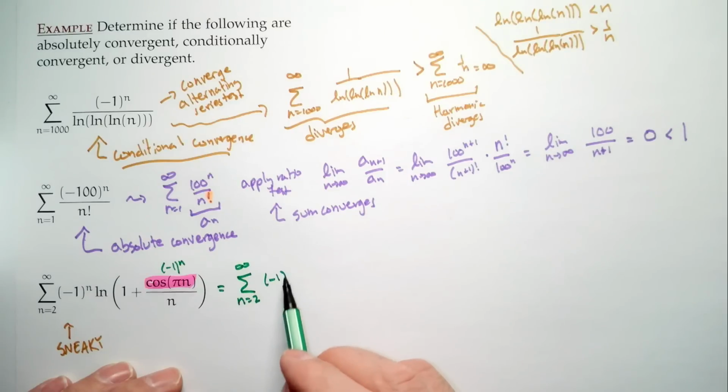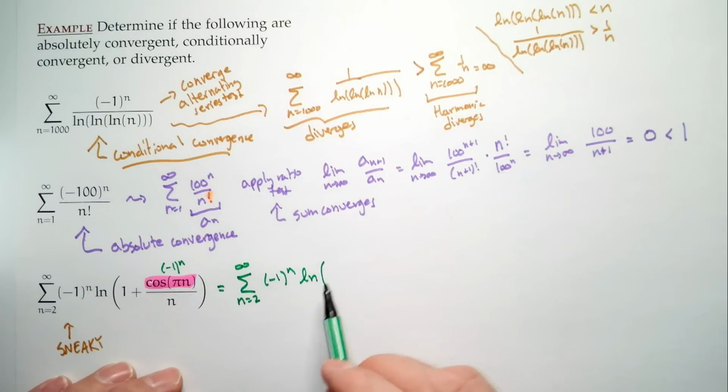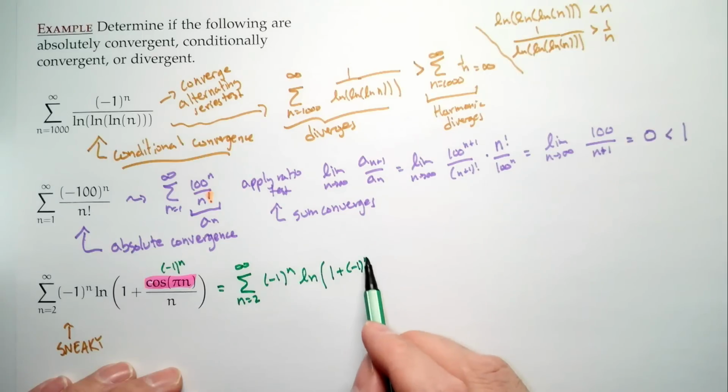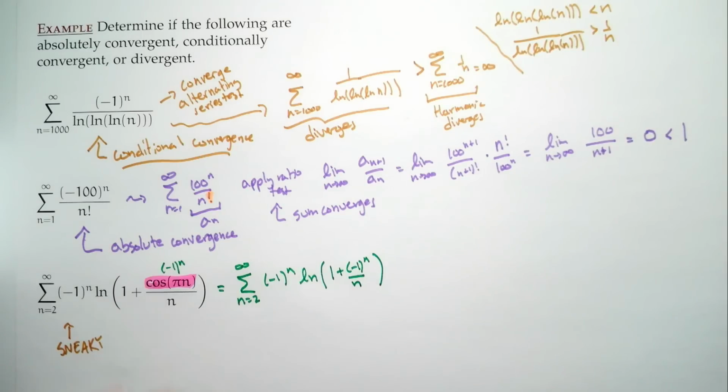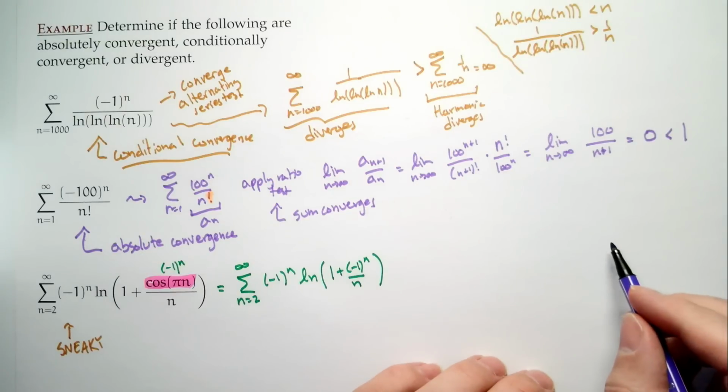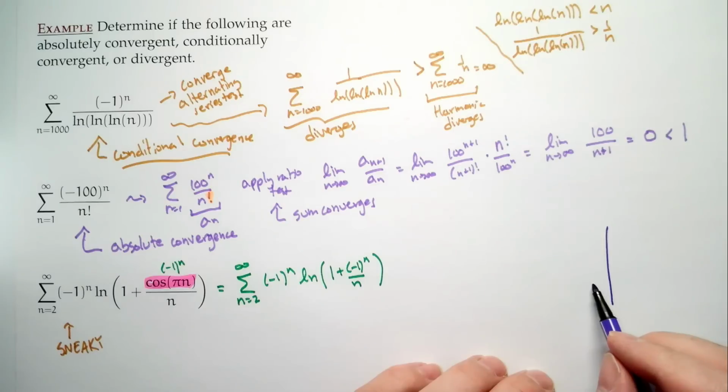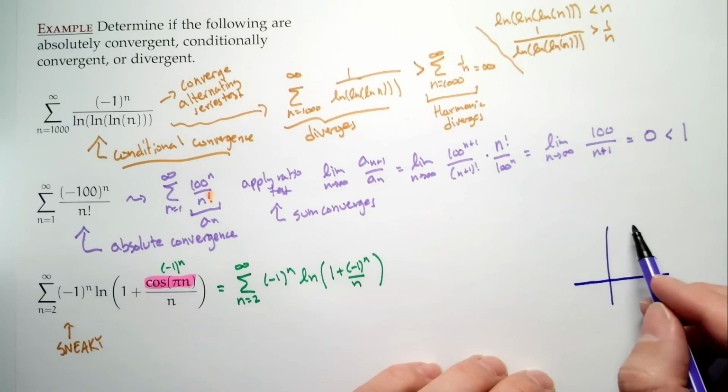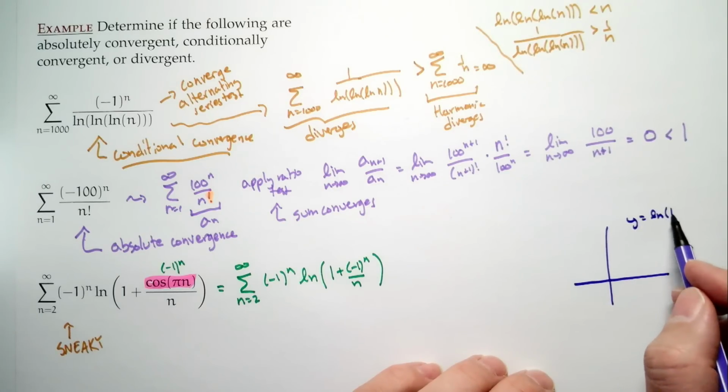So let's see what happens here. So we have negative 1 to the n log of 1 plus negative 1 to the n over n. Now, we have to be careful here because there's 2 places where signs change. Do they cancel out or not? So that's actually not so obvious. But now we're going to do another quick fact. So, we did this a couple days ago, so this probably won't surprise you too much. Suppose we asked about the function y equals the natural log of 1 plus x.